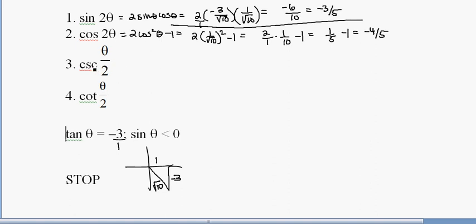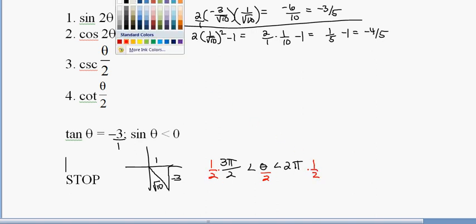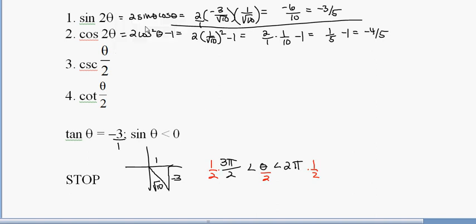Again, we have a half angle cosecant, so whenever we're handling cosecant or its cousin sine, we need to determine what quadrant we're dealing with. Since this is a fourth quadrant angle, that would be 3 pi over 2 is less than theta is less than 2 pi. I need to have theta over 2, so that means I need to divide everybody by 2. I'm going to think of this as being multiplied by a half, and this one being multiplied by a half. So now I have an inequality with respect to theta over 2. So I have 3 pi over 4 is less than theta over 2 is less than pi.